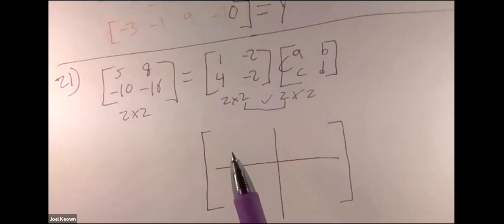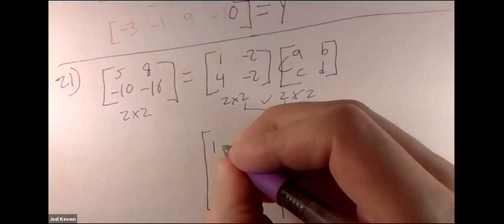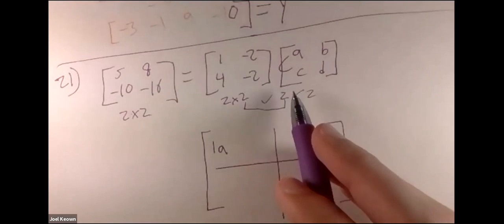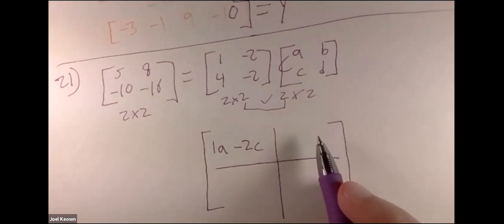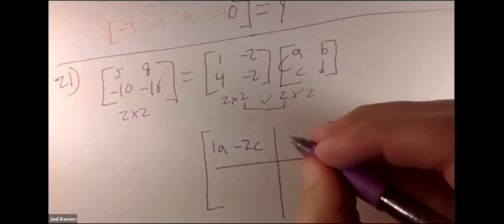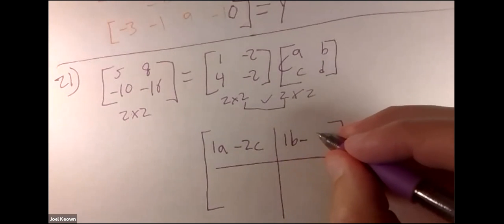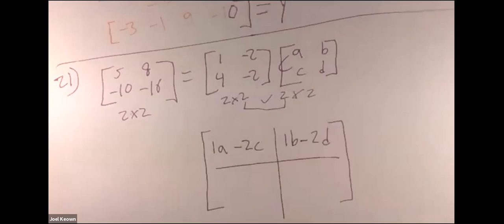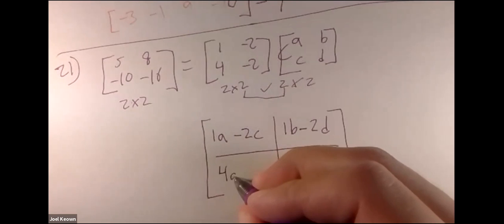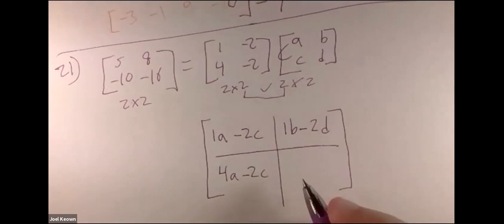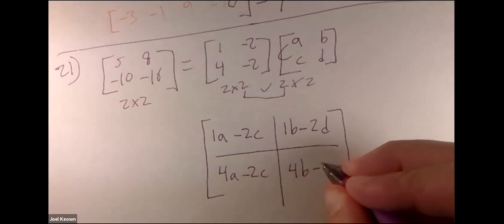Well, let's multiply. First row, first column. 1 times A is 1A. Negative 2 times C, minus 2C. Oh, this one. First row, second column. 1B minus 2D. Now here's second row, first column. 4A minus 2C. Second row, second column. 4B minus 2D.